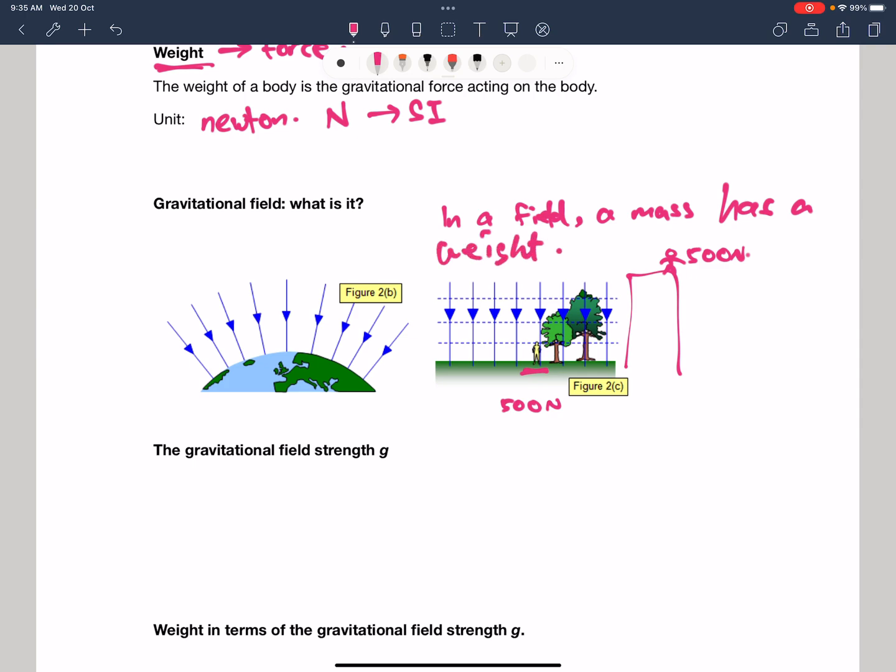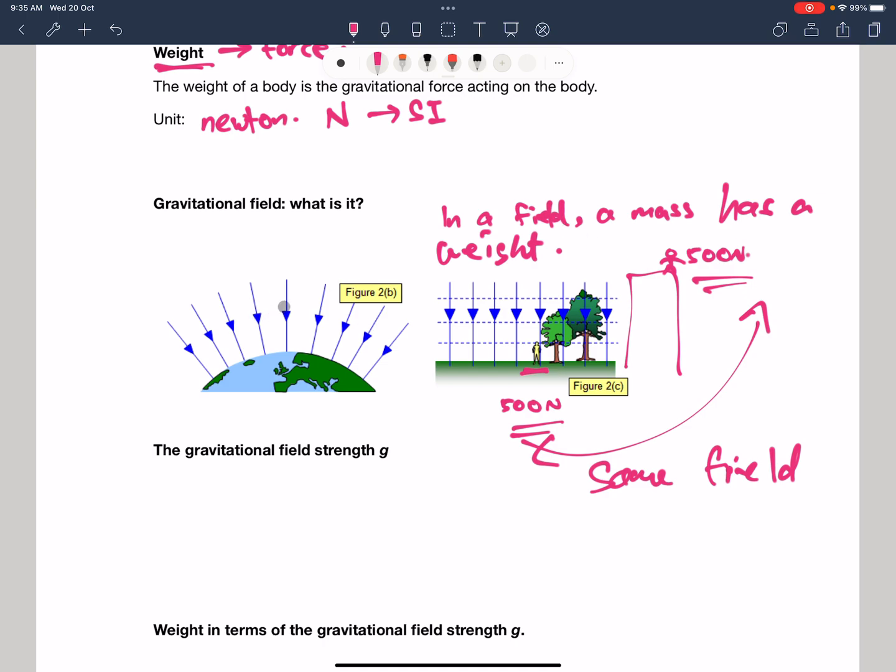Okay, so if your weight is the same in these two cases, at the bottom on the surface of the Earth as well as on top of a tall building, then we say that the field here is the same as the field here. They have the same gravitational field.